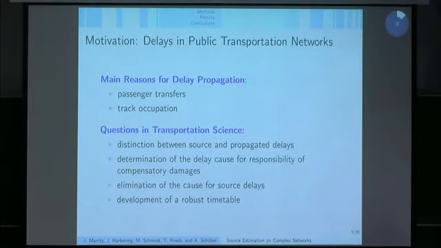Questions in transportation science we would like to answer, or people in the applied area are really interested in, is the first one, which sounds super obvious: to distinguish between source delays and propagated delays. But since the data is usually not very precise, that can be a real issue. When you find which one is a source delay, you might be able to determine the cause for the delay and who is responsible. So who is paying for the reimbursement for the passengers who are too late.